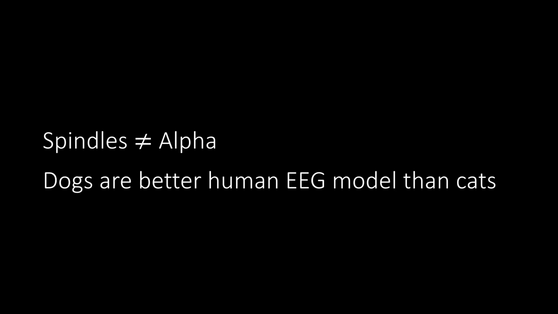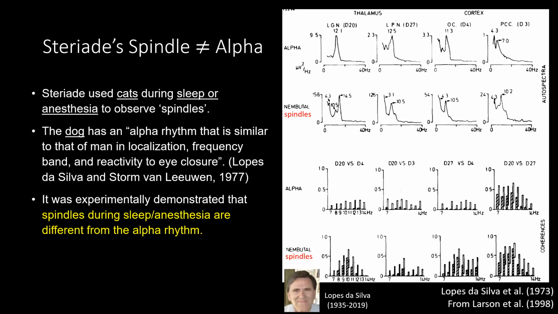But later, there was another important finding made by Lopez da Silva, and he said the well-studied spindle phenomenon is actually not the same as alpha, and the reason for that is, number one, Steriade and colleagues used cats, but Lopez da Silva said cats are not a good animal model for the human EEG, and actually dogs are much better as a human EEG model because the alpha rhythm they showed is similar to the human's alpha rhythm.